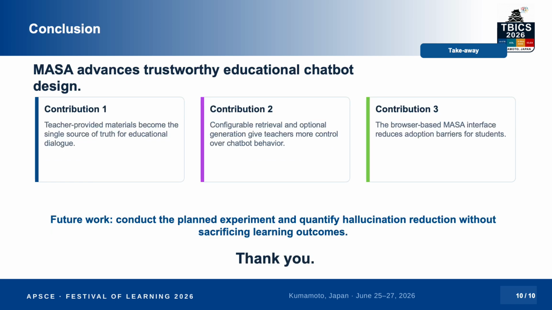To conclude, MASA is designed to make educational chatbots more trustworthy and easier to use. Its first contribution is the teacher-grounded knowledge source. Instead of relying on the whole internet or only on model parameters, the system answers from teacher-uploaded and verified materials. Its second contribution is configurable control. Teachers can adjust retrieval settings and decide whether generative rephrasing or RAG should be used. Its third contribution is accessibility. MASA works through a browser and provides a familiar chat interface, which lowers adoption barriers for students. Our next step is to conduct the planned comparative experiment and empirically test whether MASA can reduce hallucination while maintaining learning outcomes. Thank you very much.